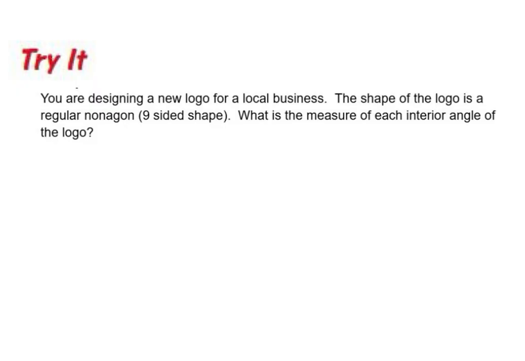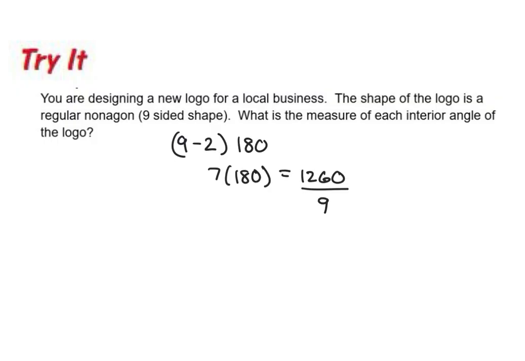So now you try it. You're designing a new logo for a local business. The shape of the logo is a regular nonagon, which is 9-sided. So what is the measure then of each interior angle of the logo? So we start with a 9-sided shape. I'm going to do you a favor. I'm not even going to try to draw this. I'm just going to go 9 minus 2 times 180. So 7 times 180 is 1,260 divided by 9 sides. So each interior angle is going to be 140 degrees.